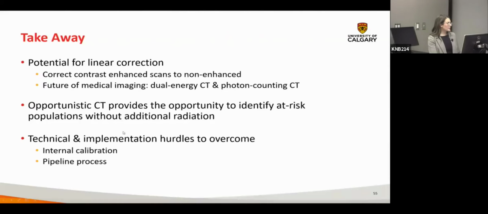And then for the opportunistic CT, we would like to identify the at-risk populations, but also make sure that they're not getting any additional radiation. So on that point, and then in terms of the technical and implementation hurdles to overcome, trying to figure out the internal calibration and how that looks as an overall pipeline.